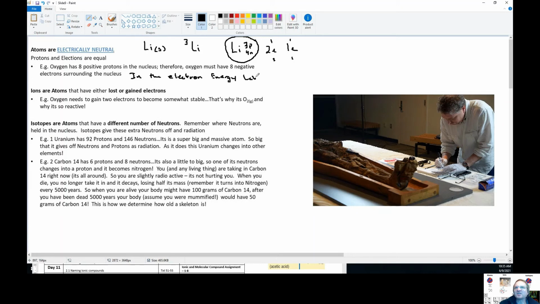Actually, let's draw oxygen. Look on our periodic table. Good old O. How many protons does it have? Check it out, 8. What's its mass? 16. Therefore, 8 neutrons.